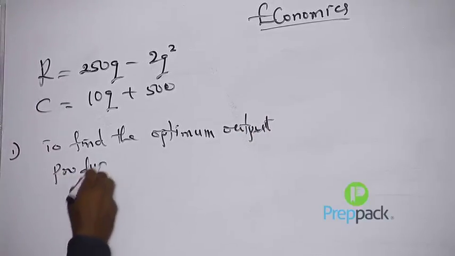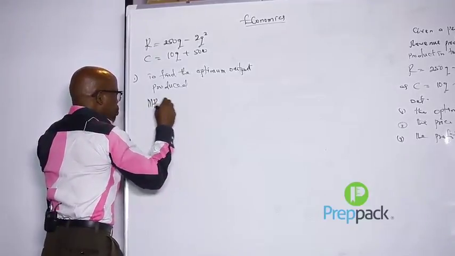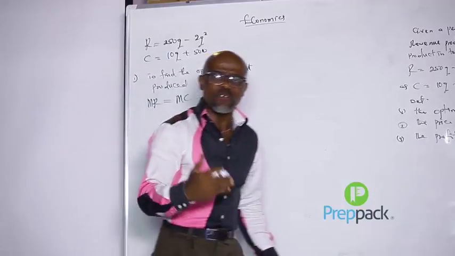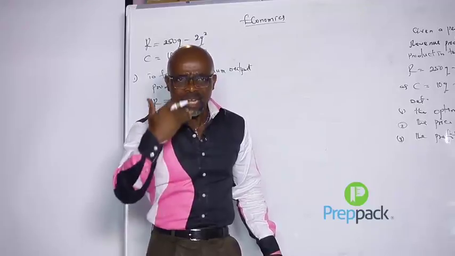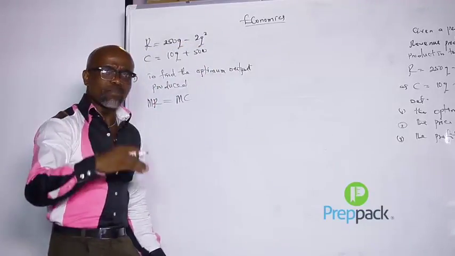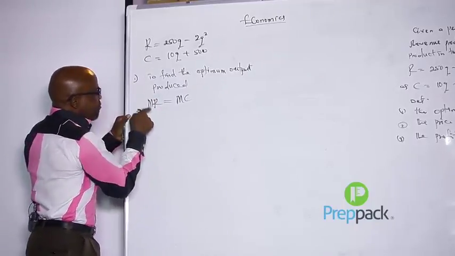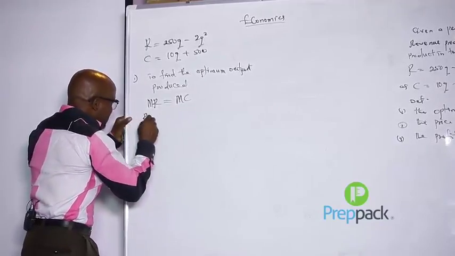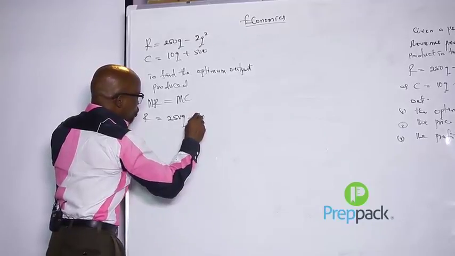Please always remember that the formula says what? MR equals MC. Your MR equals MC is what is referred to as the equilibrium of a firm. We will explain that better when we get to market structure. But your MR equals your MC is the equilibrium. Therefore, my TR is, I want to find my MR first, then go to my MC. But my TR is R equals 250Q minus 2Q squared.